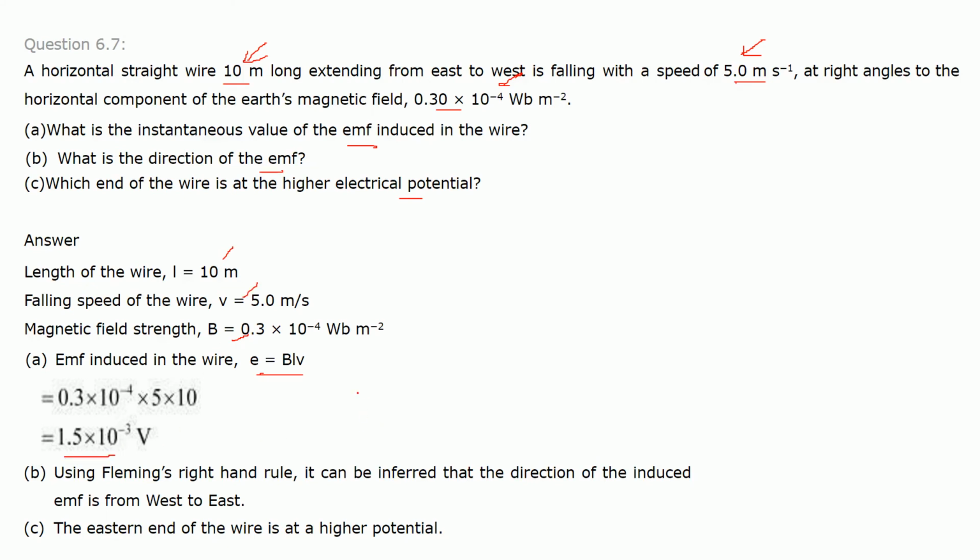Now we can use the Fleming right hand rule. By Fleming right hand rule, we can easily infer that the direction of the induced EMF will be from west to east, and the eastern end of the wire will be at higher potential.